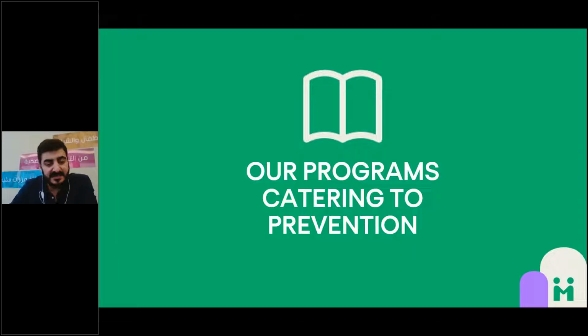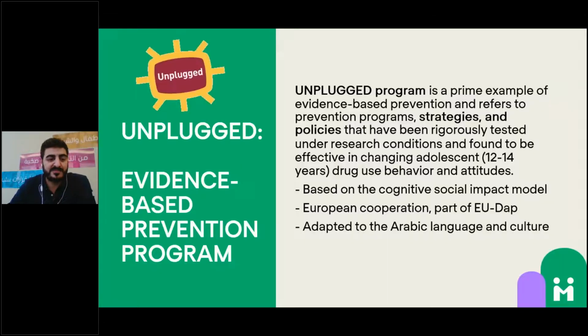The first example, that at Mentor Arabia we are always proud of and we talk about, is Unplugged. Unplugged is an international program developed by EUDAP and UNODC. And Mentor Arabia adapted this program for the Arab region and implemented it in several countries like Jordan, Palestine, Sultanate of Oman, and Lebanon.